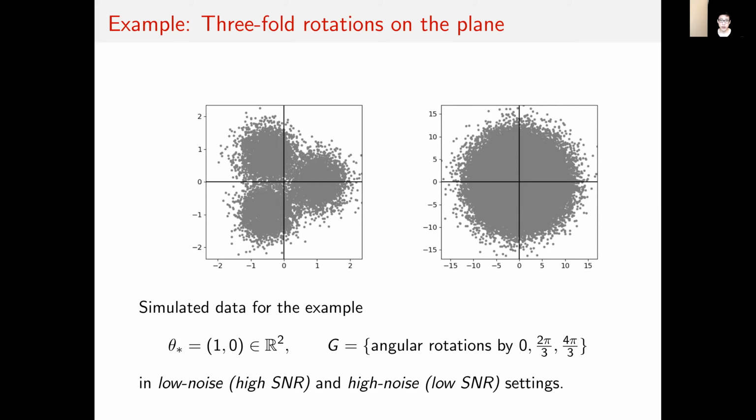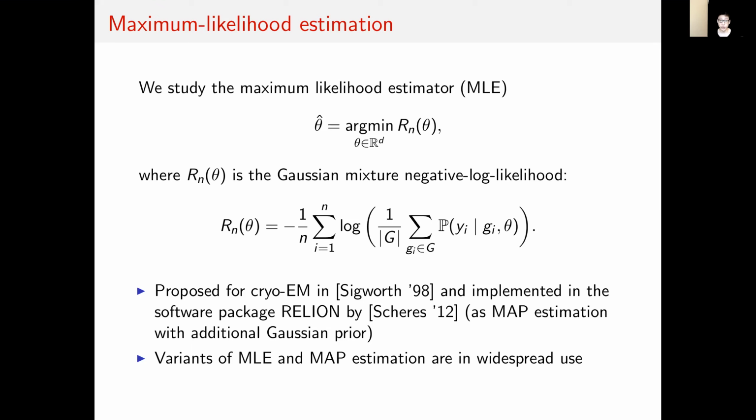Our work studies the maximum likelihood estimator for this problem. That's the minimizer of the Gaussian mixture negative log likelihood, as shown. This method was proposed for cryo-EM in the 90s, and it's been implemented in several software packages. It's widely used in both chemistry and biology.